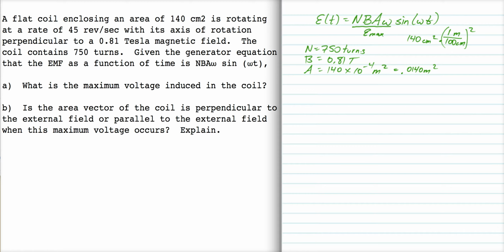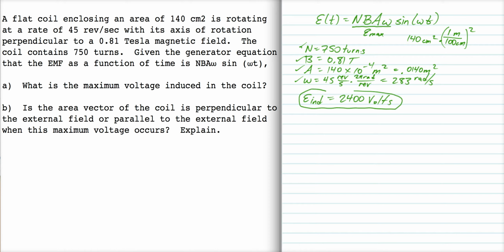And then omega, well, we're given the angular frequency. It's 45 revolutions per second. But we've got to get that into MKS units. So I've got to multiply by 2 pi radians per rev. And that's 283 radians per second. So pretty fast. Okay, so I've got N, I've got B, I've got A, I've got omega. If I multiply those quantities together, and they're all in MKS units, I get 2400 volts for this generator. Okay, so there's part A.